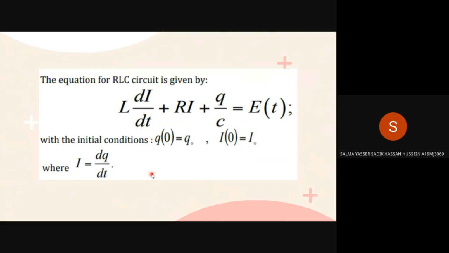The equation for the RLC circuit is given below by summing all the electromotive forces in the circuit. First is L times di/dt, which is the electromotive force for the inductance. Second is the resistance multiplied by current, R times I, which is the electromotive force for the resistance. And third is the electromotive force for the capacitance, Q/C. By summing these three terms, we get the electromotive force E(t). And as mentioned before, the initial conditions are Q(0) and I(0), where I equals dQ/dt.